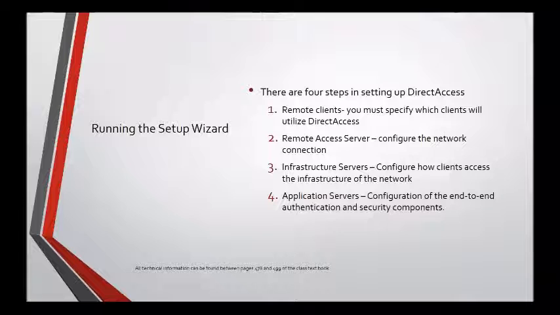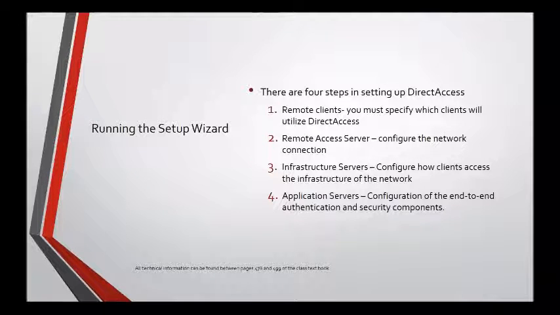When you run the wizard to create direct access, there are 4 steps. First, you must specify which clients utilize direct access. Often, this is done via group policy, where you place the computers that need to have access via direct access into the necessary group. Then, through Remote Access Server, you configure the network connection. This is where you determine the configuration for whether or not your direct access server resides within your DMZ or on the exterior of your network.